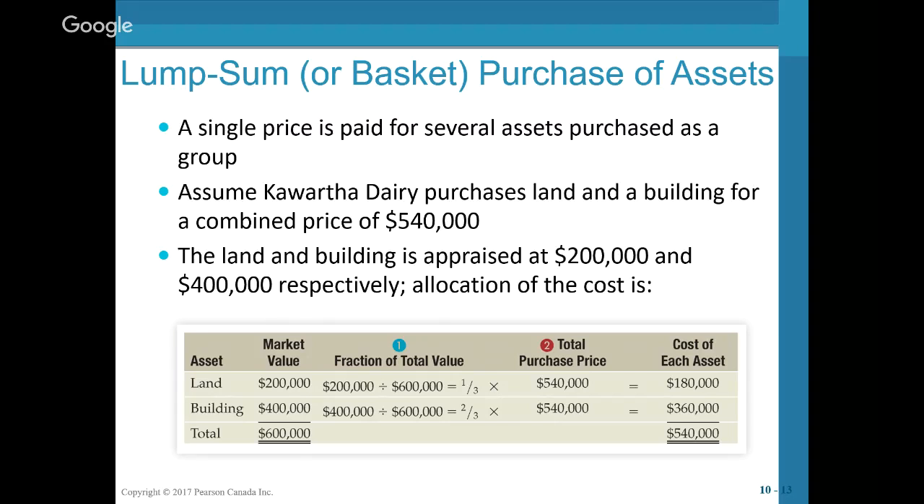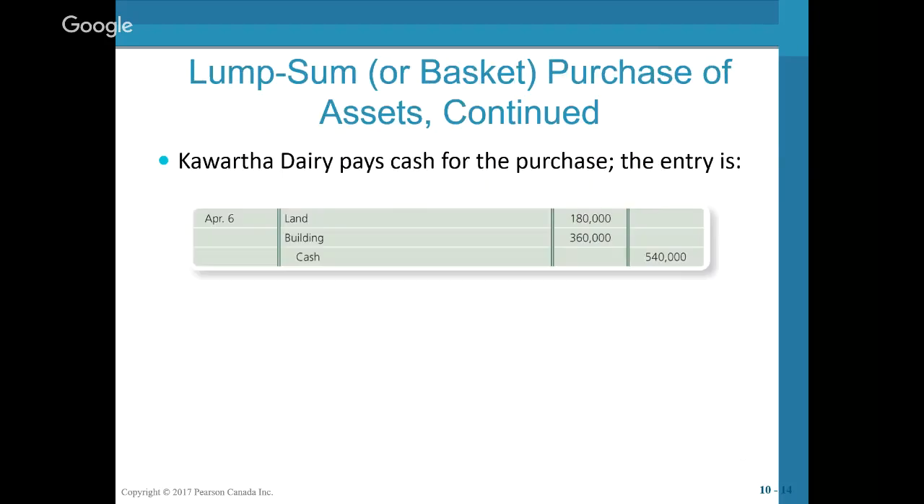The way we're going to do this is we're going to break it out. We're going to say, look, the $200,000 appraised for the land is 1/3 of the total value we acquired. We multiply that by the purchase price, and we're going to get $180,000. Do the same thing now for the building. 400,000 over 600,000 gives you 2/3, times 540 gives you 360. So the way you would then record this is to debit land for 180, debit building for 360, credit cash for 540. Even though the land and building together are worth 600,000, we still record them at their cost.